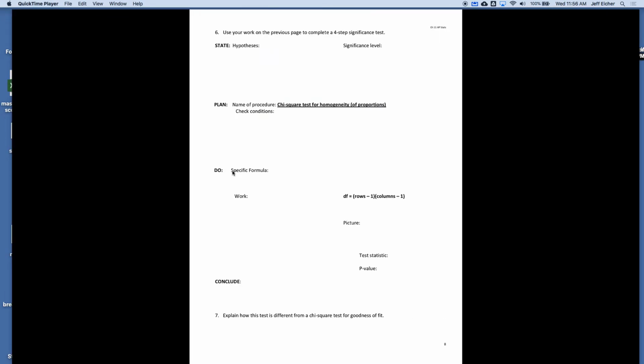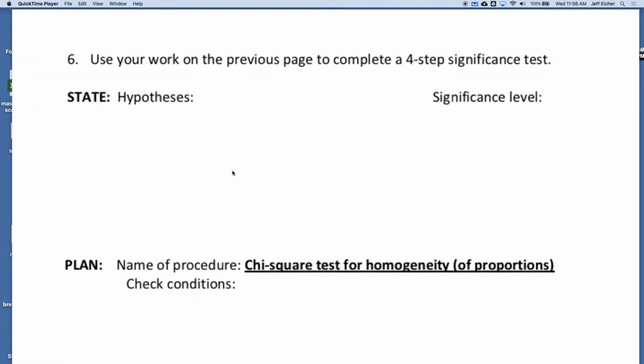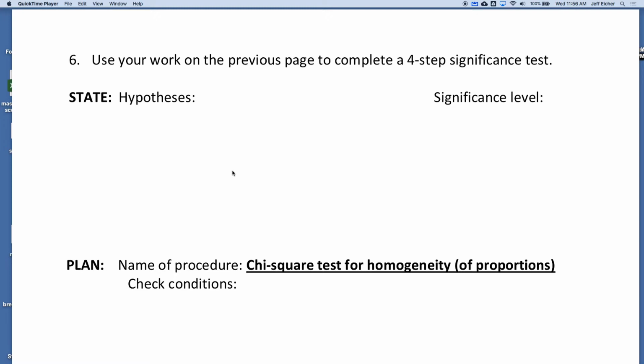Okay, so we already wrote the hypotheses, but just to remind you of the four-step process, you would start with hypotheses. So you could just put see previous page. We'll use an alpha level, a significance level, of 5%.